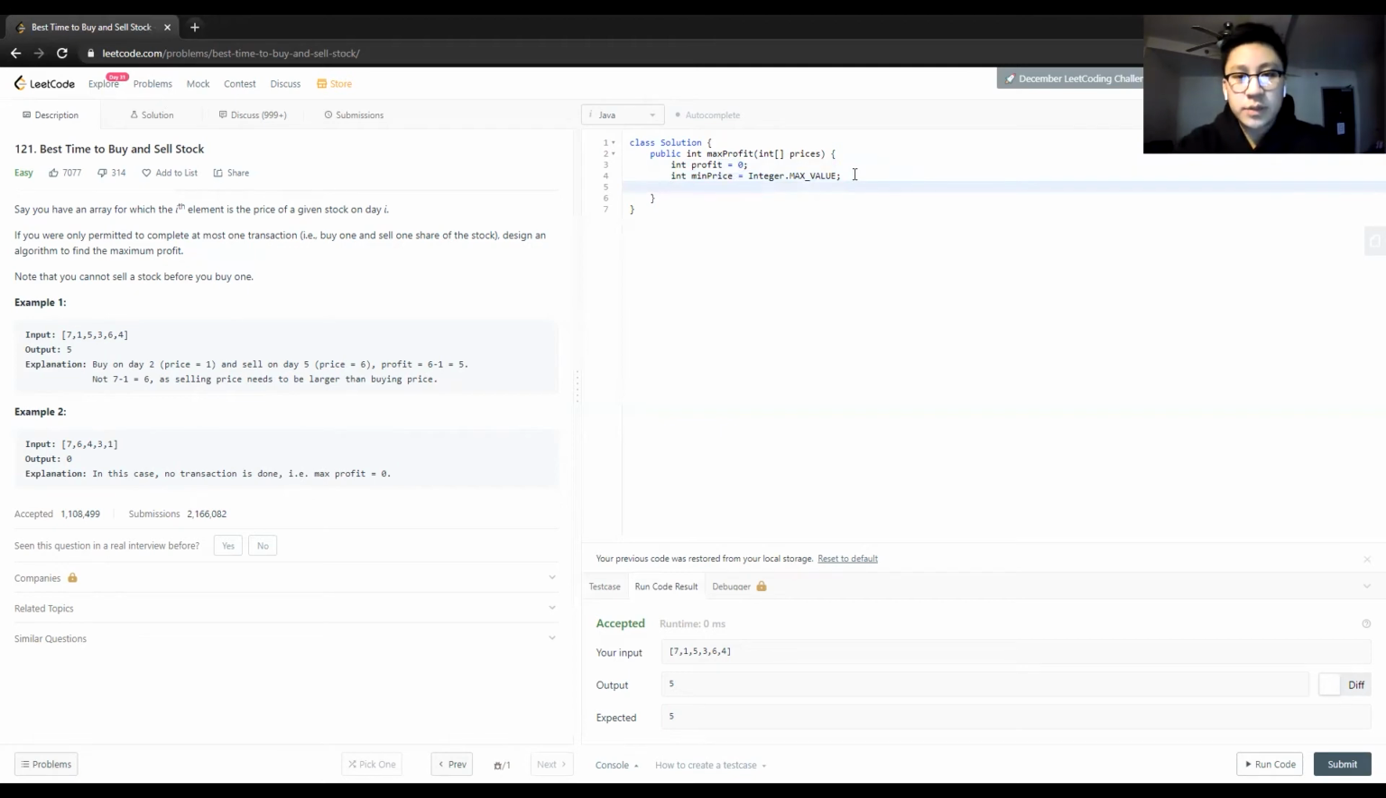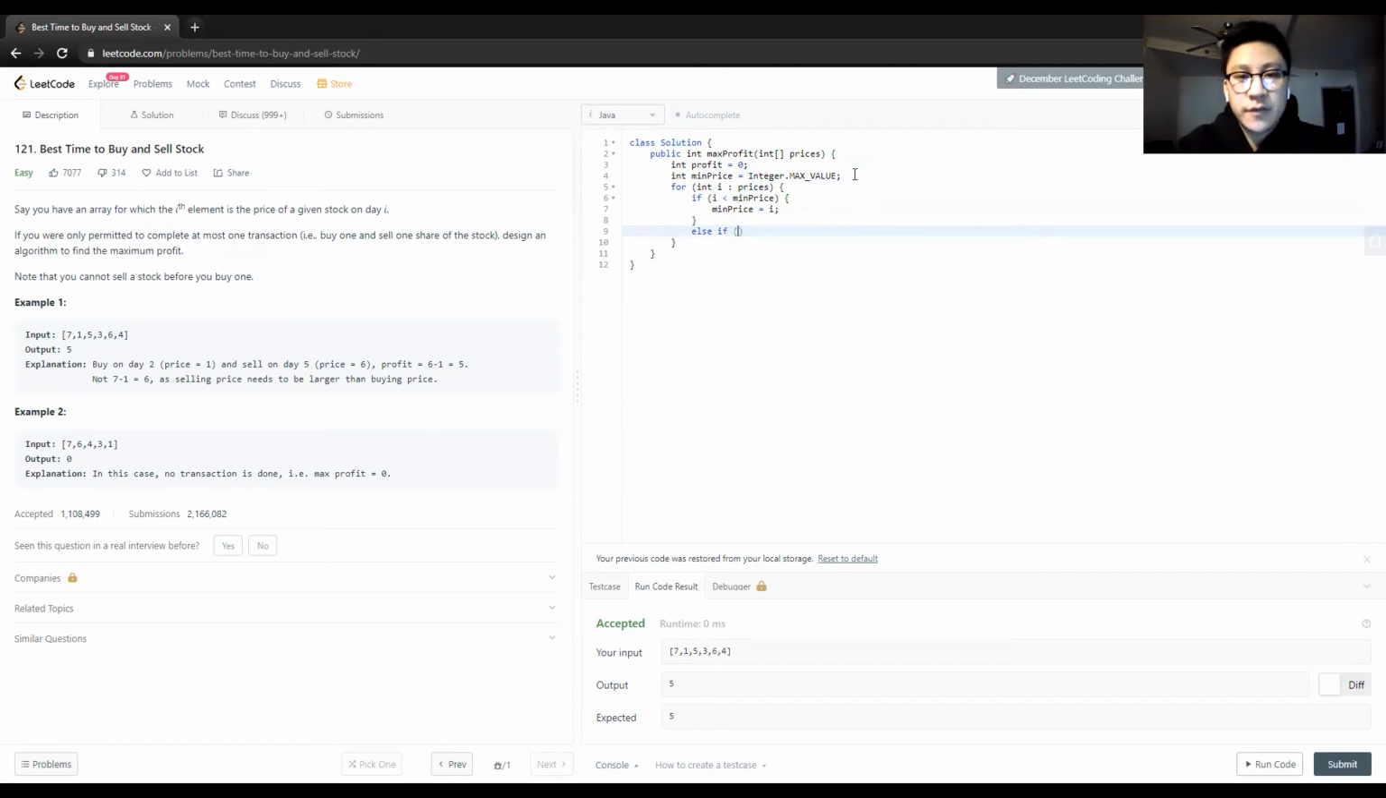So what we want to do is check for each integer i in prices. First of all, if i is less than our min price, we're going to update it: min price equals i. If i becomes our new min price, we don't have to do another comparison. So I'm just going to do an else if, because once we update our min price, our profit at that point will just be 0, or the same as what we had before.